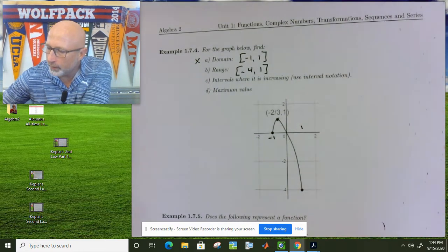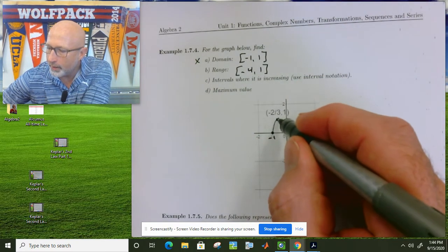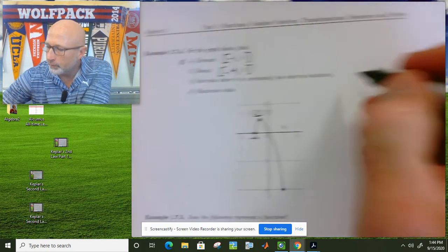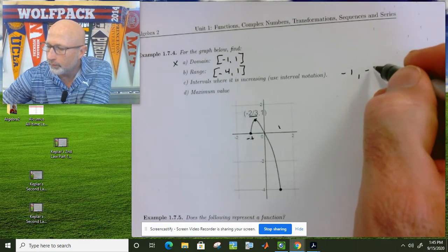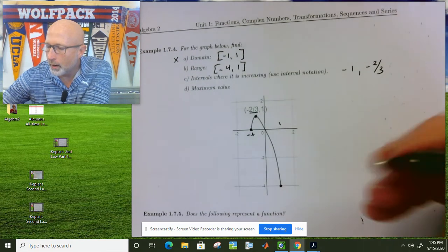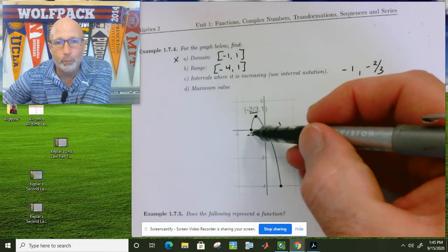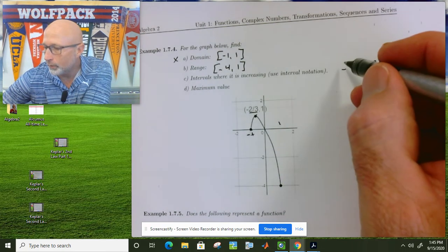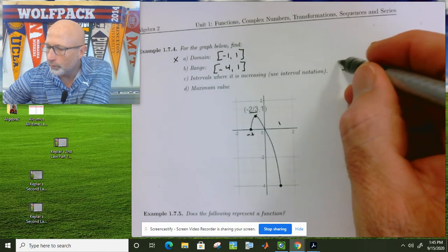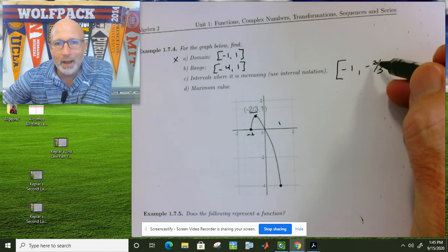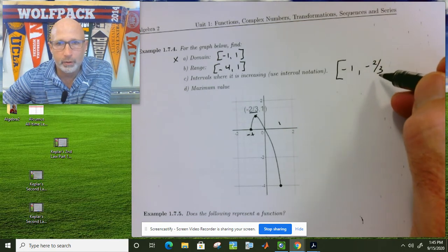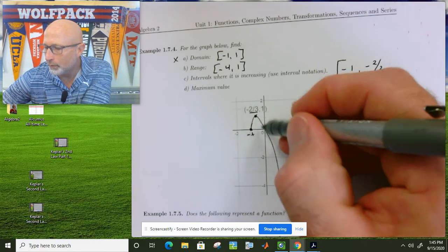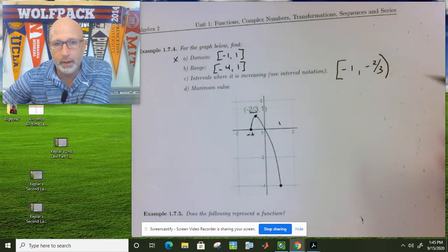Okay, intervals where it's increasing. So it's increasing from there to there, which is -1 to -2/3. So this is going to be -1 to -2/3. Now, what is it doing at -1? Is it increasing or decreasing? It is technically increasing on that interval, so I'm going to include that, but it's not increasing at -2/3. Once again, it goes from increasing to decreasing there, so it's not equal to it at that spot.